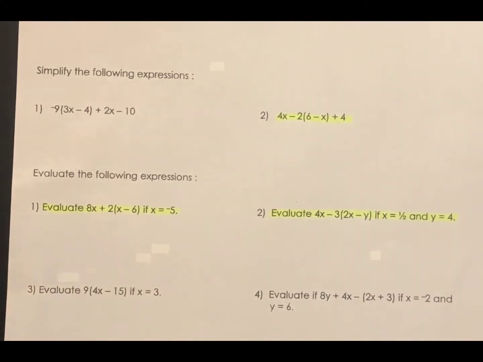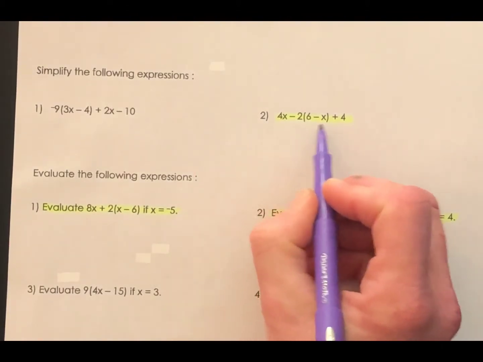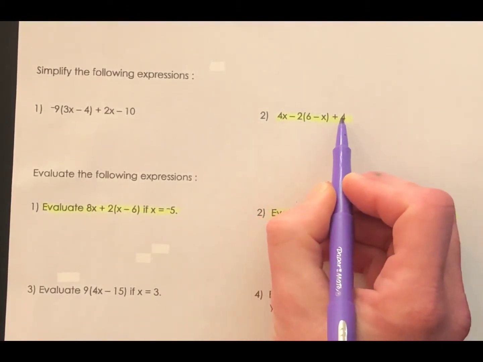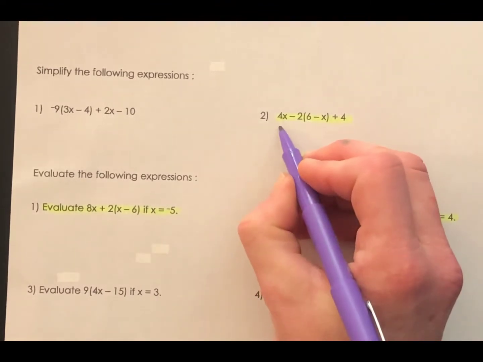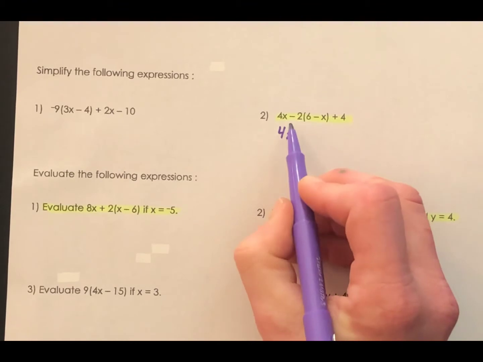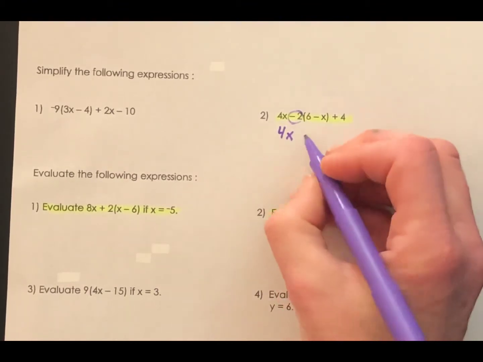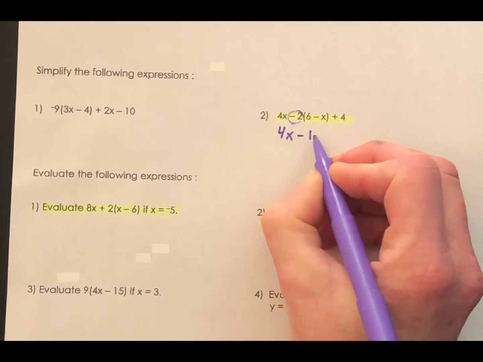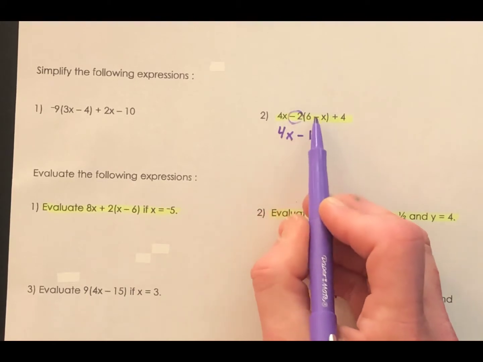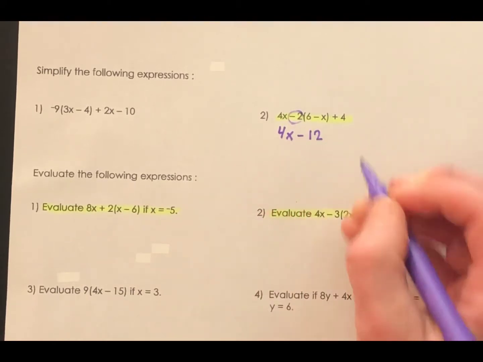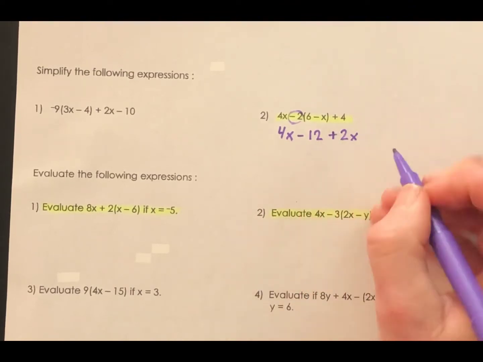Simplify the expressions, and you have distribution. So the first thing I'll do is rewrite that whole thing, but get rid of the parentheses. So that gives me 4x. I've got negative 2 times 6 is negative 12. Negative 2 times negative x is positive 2x. And then plus 4.